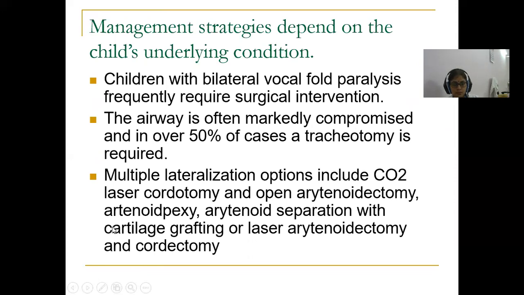The management depends on the child's underlying condition. Children with bilateral vocal cord paralysis frequently require surgical intervention to secure the airway by means of a tracheotomy. The airway is often markedly compromised, and in over 50% of cases a tracheotomy is required. Multiple lateralization options include carbon dioxide laser cordotomy, open arytenoidectomy, arytenoidopexy, arytenoid suppression with cartilage grafting, or laser arytenoidectomy and cordectomy.